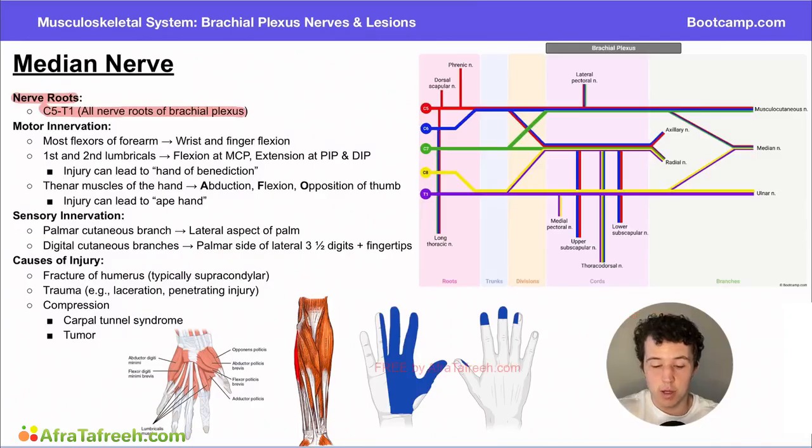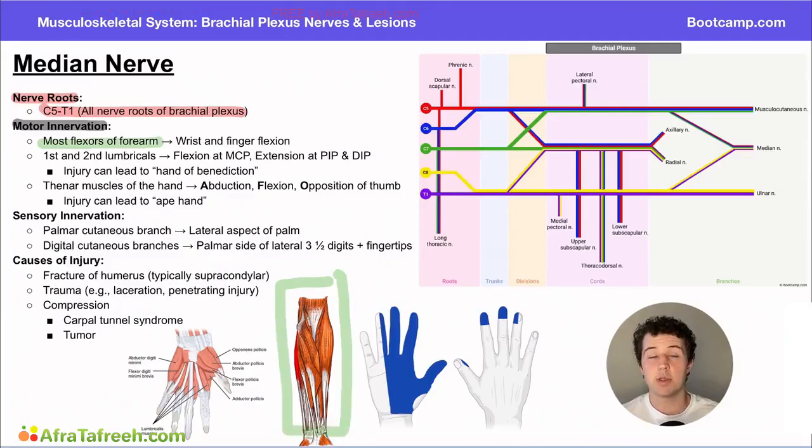Let's move on and talk about the motor innervation of the median nerve. The median nerve will innervate most flexors of the forearm, which are this group of muscles down here. Importantly, this has two exceptions. The first exception is the flexor carpi ulnaris, this muscle marked out here in red. As the name suggests, this muscle is innervated by the ulnar nerve, not the median nerve. The second exception is the ulnar side of the flexor digitorum profundus.